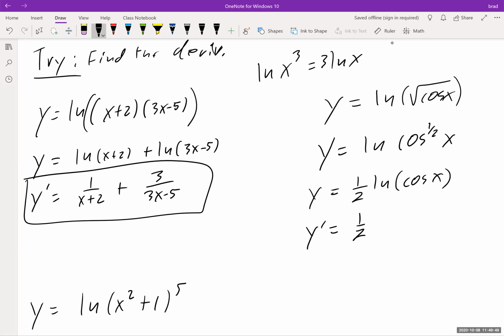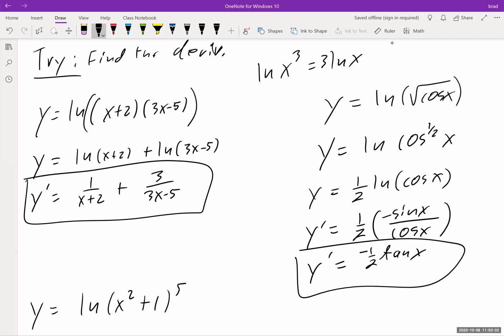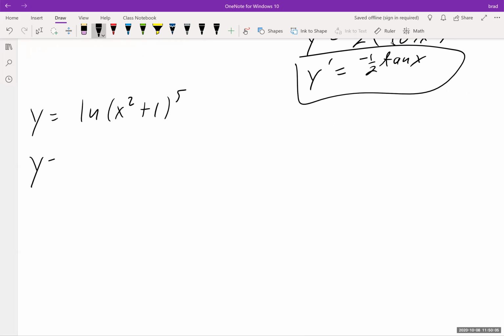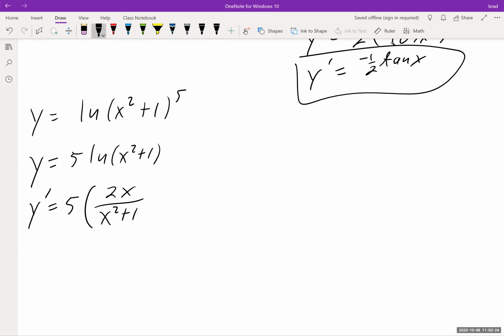y prime is 1/2 times u prime, which would be negative sine of x over cosine of x. And this one, they're probably going to ask you to simplify. This would be negative 1/2 tangent x. So a lot of times with trig, there is some simplification that you can do. All right, so this last one is going to be 5 times the natural log of x squared plus 1. And once again, I have not taken the derivative. This is a property of logs that says I am allowed to move the power to the front. That's one of our logarithmic properties. Now I can find y prime, and this would be 5 times u prime over u, which would be 2x over x squared plus 1. And so we would get 10x over x squared plus 1.